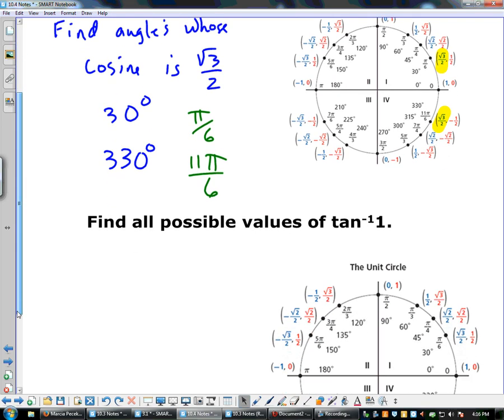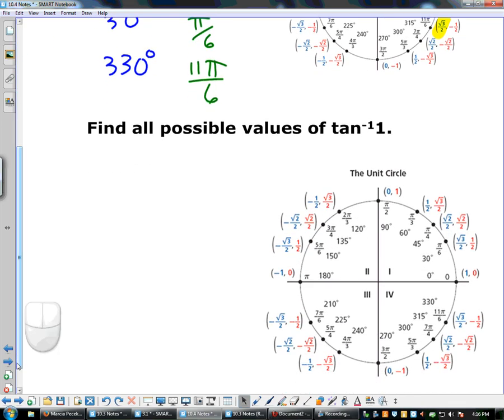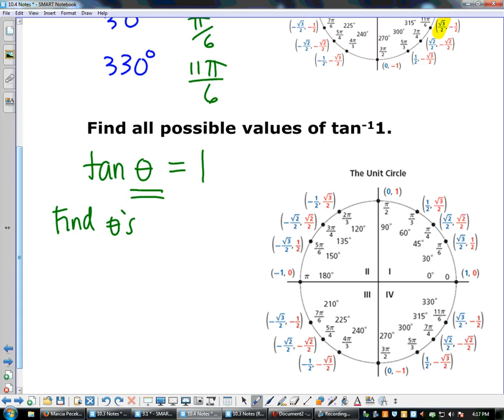I want to find all possible values of tangent inverse of 1. So again, that means I want to think about tangent of what angle. What angle could I put right here, so that if I take the tangent of it, it is equal to 1? I'm going to find angles, I'll just use theta there, whose tangent equals 1.